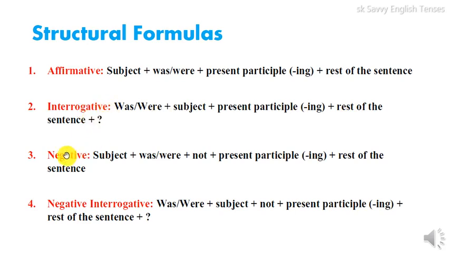Okay, number third is the negative sentence, and the formula is the subject plus was or were plus not plus present participle plus the rest of the sentence. Okay, number fourth is the negative question, or the negative interrogative sentence, and the formula is was or were plus subject plus not plus present participle plus the rest of the sentence and the sign of interrogation. So according to these formulas, we can make sentences in this past progressive tense.